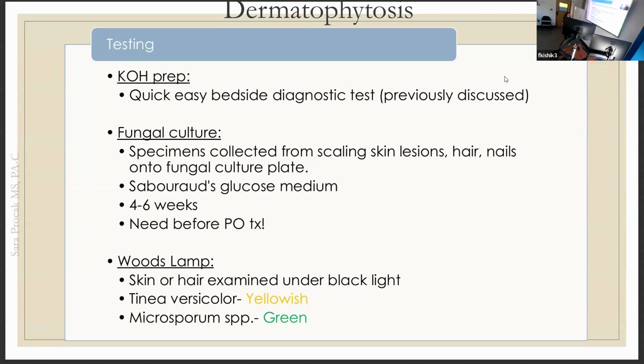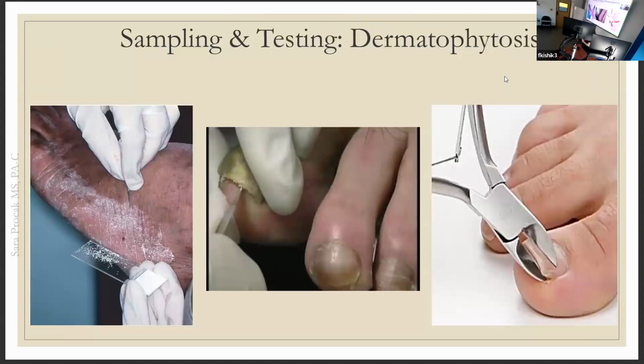Okay, Microsporum canis, or any of the Microsporum species, are going to fluoresce green. That'll help you identify it. I'll show you guys pictures too, so it'll all make more sense. Okay, so what do you guys think is going on in this picture here? KOH, exactly. You guys have seen this before. That's how you do it, right?